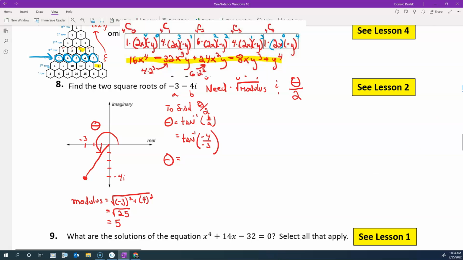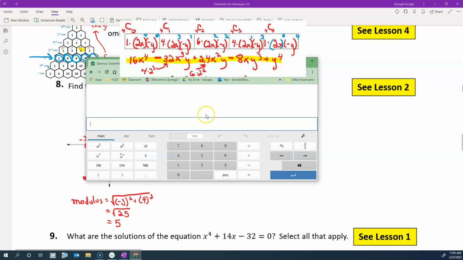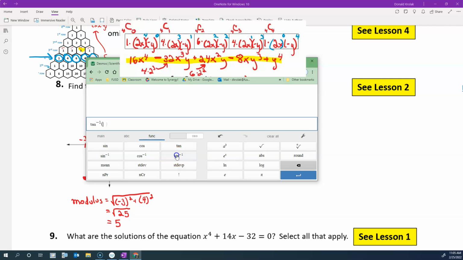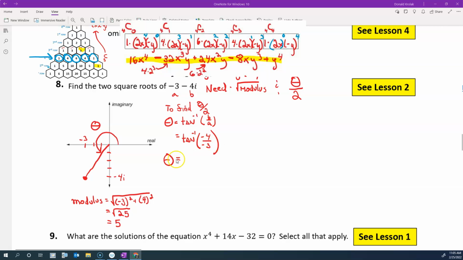Okay, now be sure that you're in degrees when you do this. Okay, so I'm doing it on the Desmos calculator. I want to be sure that I'm in degrees. Okay, so degrees is showing, and I'm going to do my arctan, and -4 over -3 is the same as just 4/3. 4 divided by 3. Okay, and it gives me 53 degrees.